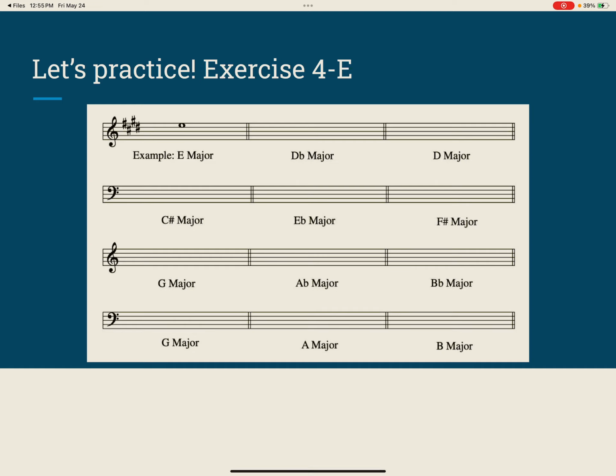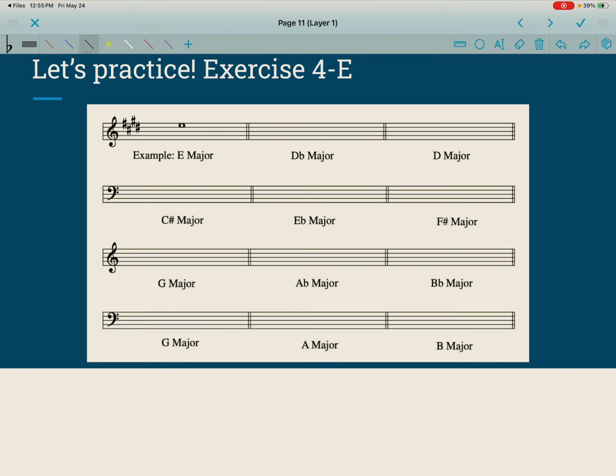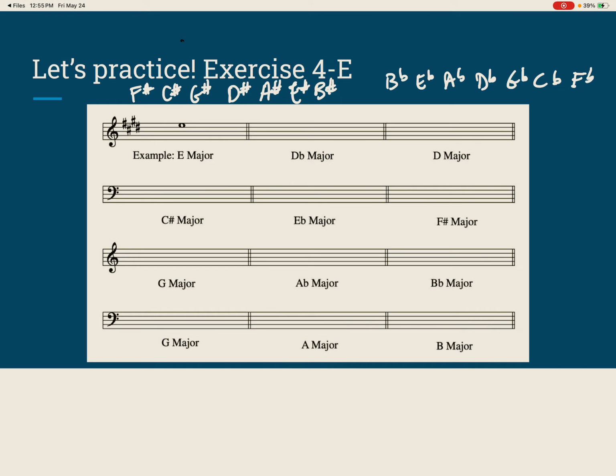So I wanted you to practice exercise 4E, writing in the key signatures. So we're going to remember our orders of flats and sharps. So we have B flat, E flat, A flat, D flat, G flat, C flat, F flat, right? And then we have F sharp, C sharp goes down, Allie's eating bread. Okay, great. So what you're doing here is practicing writing the key signature. So what you're going to do is write the amount of sharps or flats in your key signature, and then write the tonic next to it, so the starting note of that key.